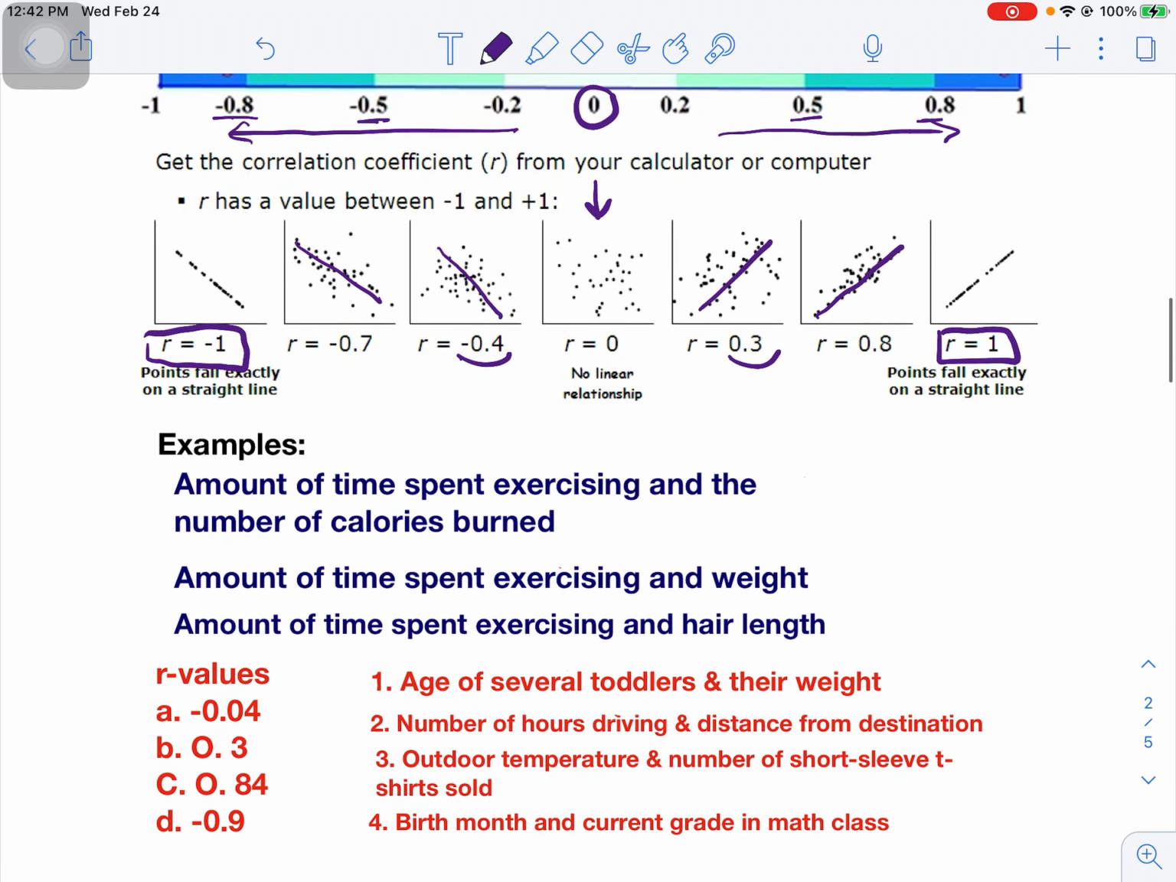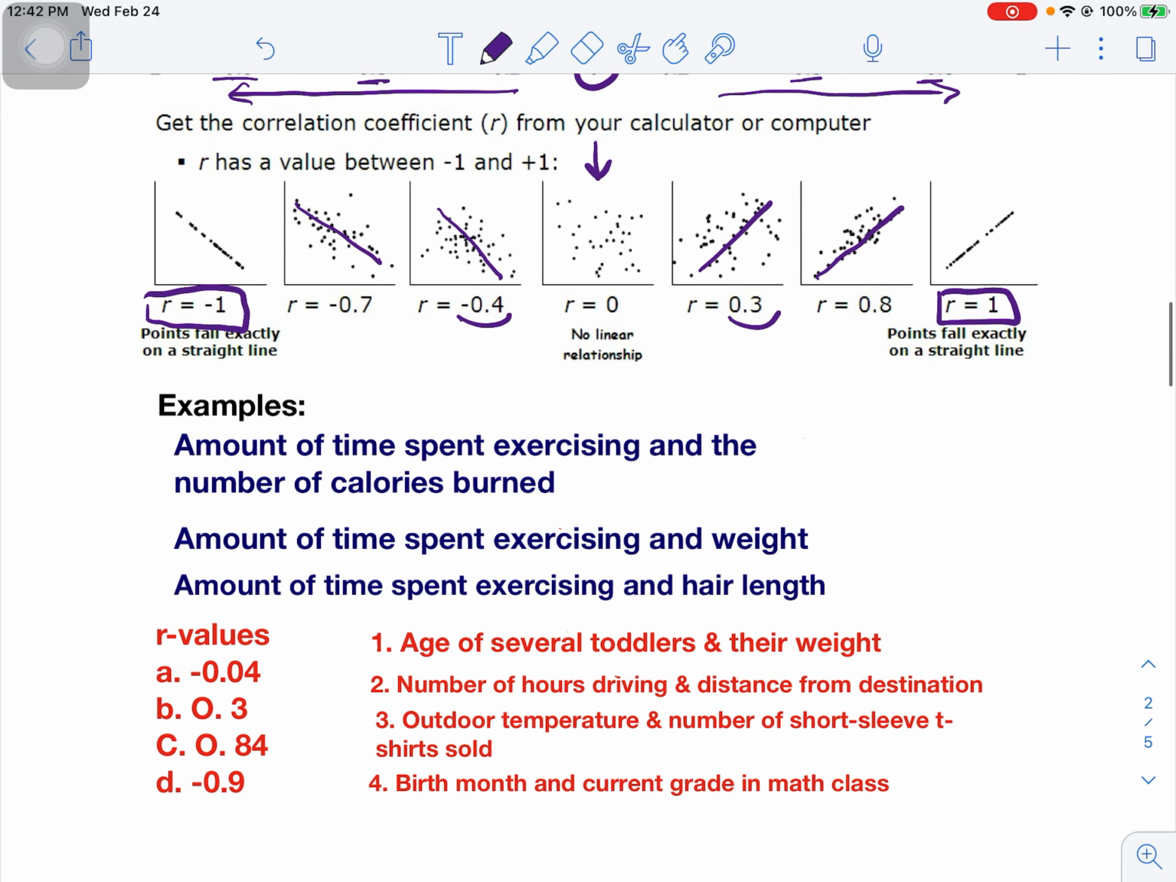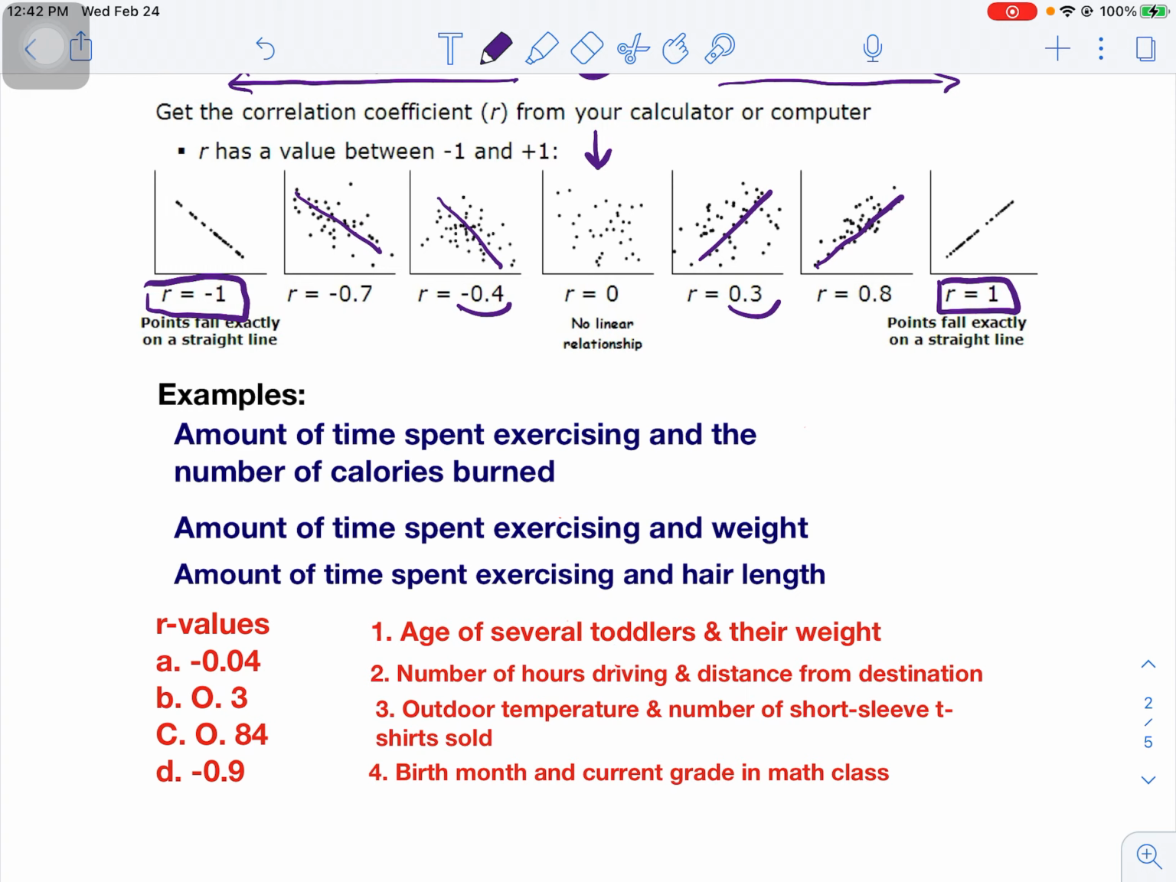Now, here are some examples we're going to talk about, to see if we can determine what type of correlation they have: positive, negative, or none. Then we'll look at some R values. The amount of time spent exercising and the number of calories burned. The more we exercise, the longer we exercise, the more calories are burned. So that is a positive correlation.